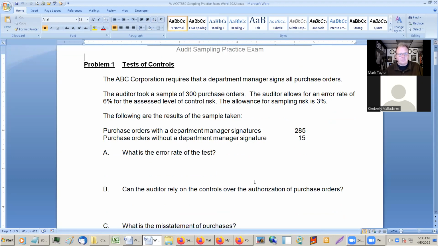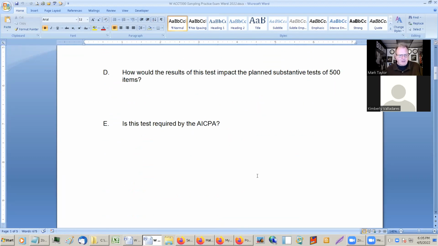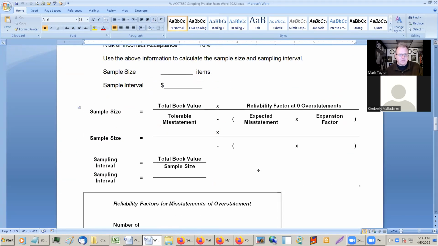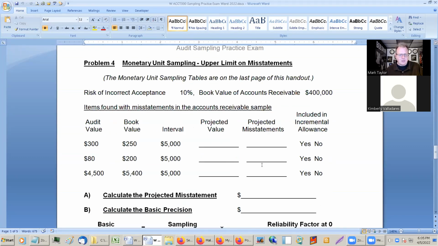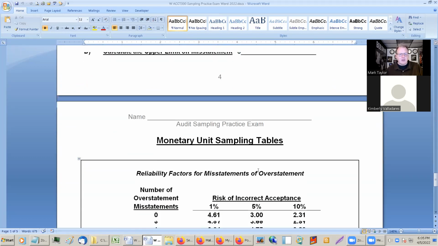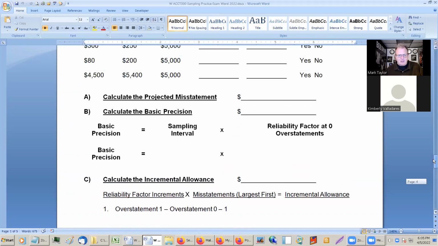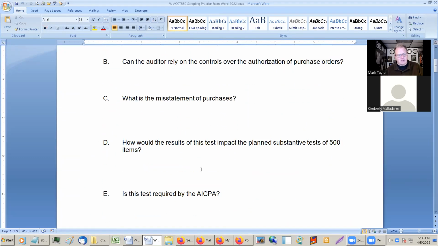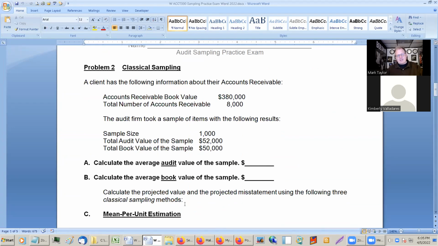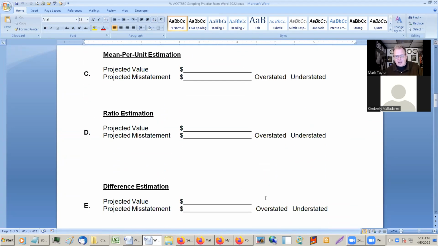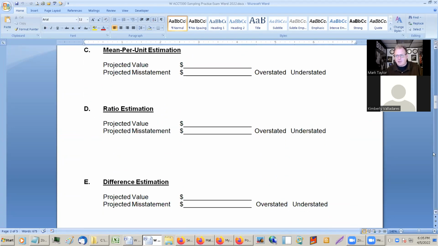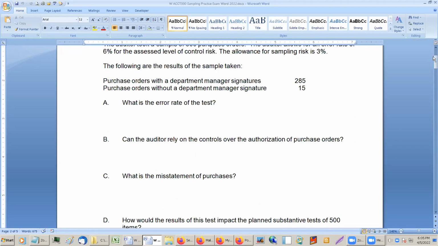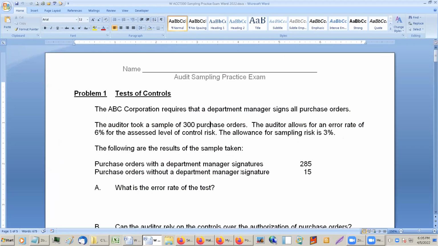Okay, so there are, I think, 5 problems on here. Let me check to make sure I'm not lying to you. Ha, I am lying to you. There's 4 problems on here. The first one's test controls. The second one is the classical sampling, and then there's 2 on the monetary unit sampling. So we will go ahead and go through here.